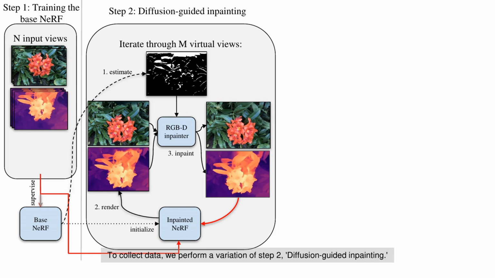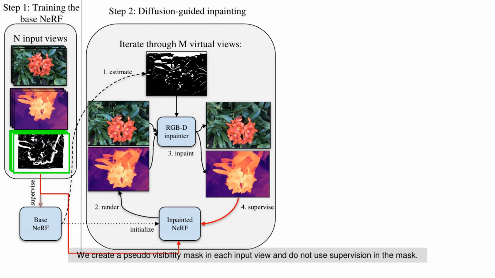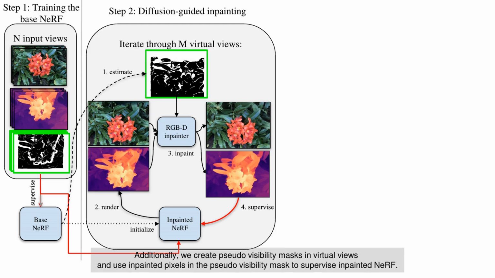Here, we describe the way to collect data for the diffusion enhancer. To collect data, we perform a variation of Step 2, diffusion-guided inpainting. We create a pseudo-visibility mask in each input view, and do not use supervision in the mask. Additionally, we create pseudo-visibility masks in virtual views, and use inpainted pixels in the pseudo-visibility mask to supervise inpainted NeRF.